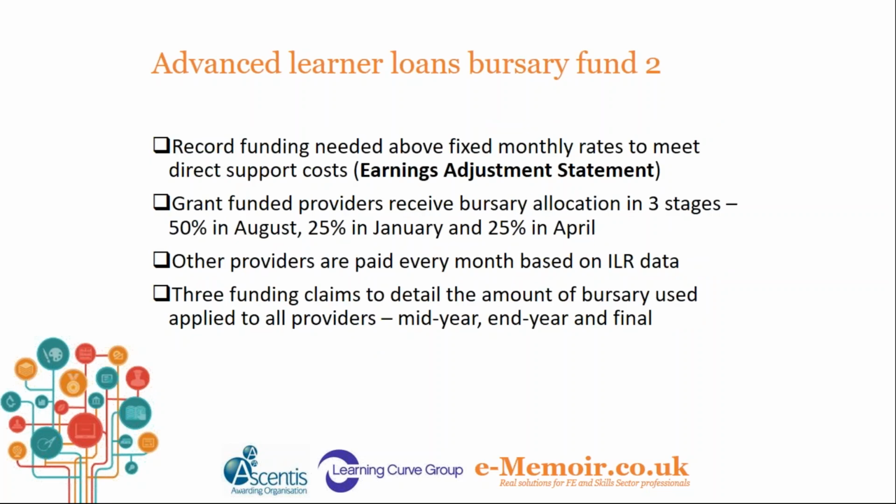The other thing to note about learning support: if the £150 you want to claim in a month to support that person is not enough, and obviously it's coming out of your loans bursary fund facility, you can use the earnings adjustment statement to record any funding above the £150 in any month. And I think that's just so you're using that to show anything where the fixed monthly rate is not enough.